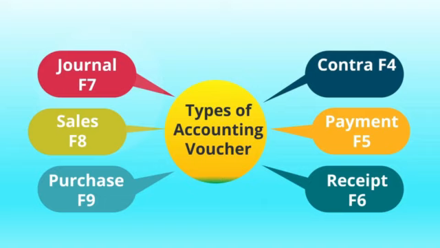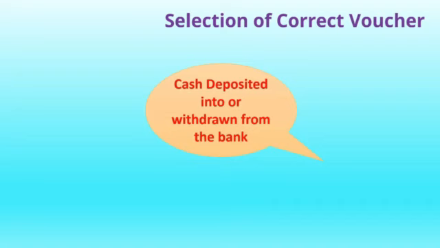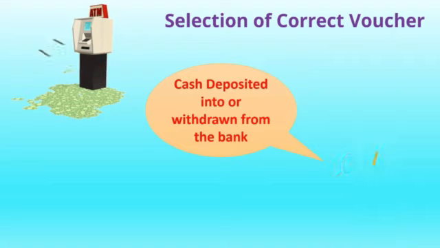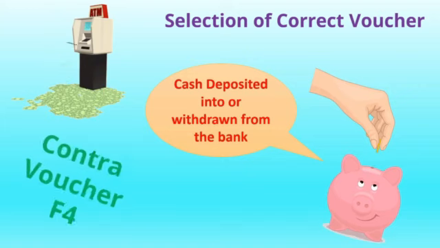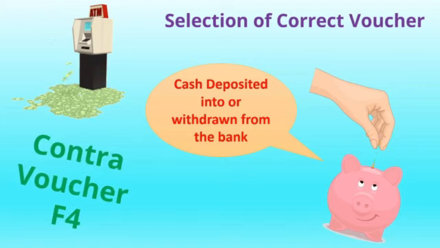Now let us understand the types of vouchers. We have seen these types of vouchers: contra, payment, receipt, journal, sales and purchase. Let us now understand the types of vouchers by their nature. First, we will see the transaction for depositing money into the bank or withdrawing money from the bank. Whenever there is such a transaction, that you are depositing money into the bank or withdrawing money from the bank, then that type of transaction is to be posted under contra voucher.